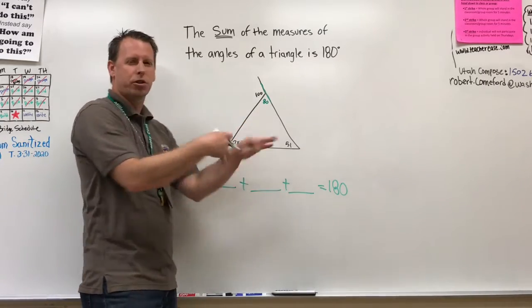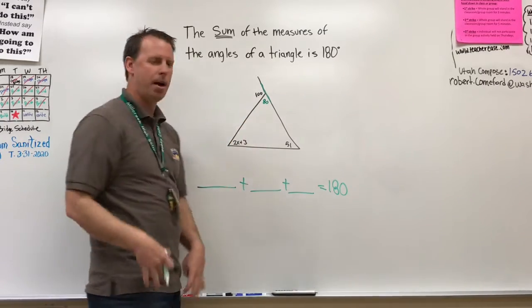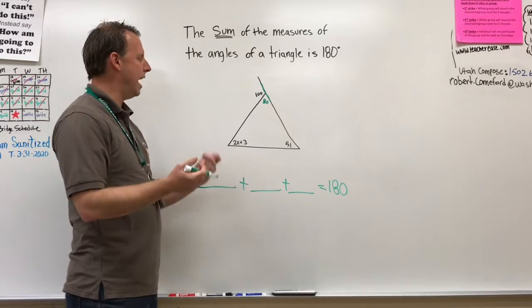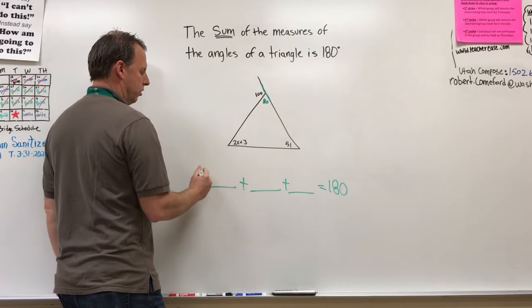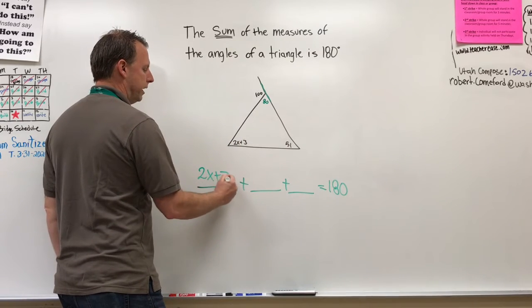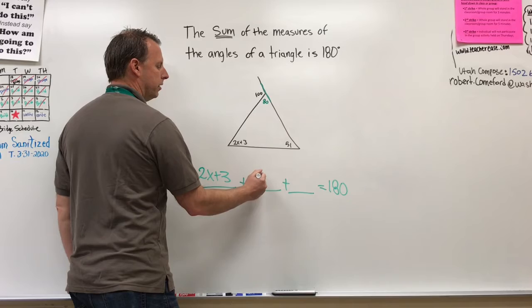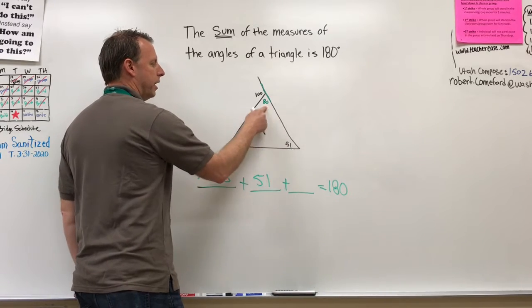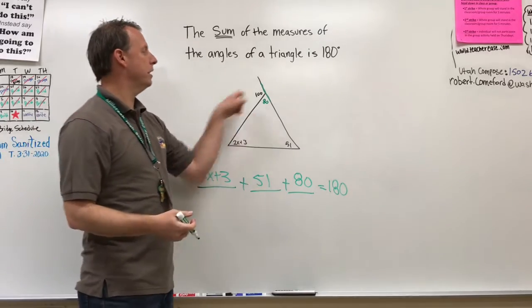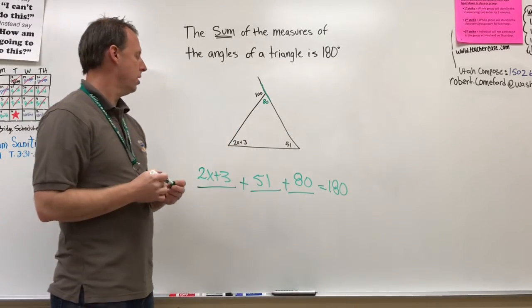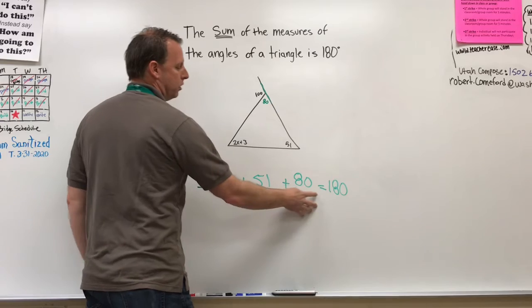You can do a little extra work in your head if you want and simplify that down, but this is your basic equation. We're just going to add everything up and equal 180. So here we go. One angle, 2x plus 3, plus another angle, 51, plus another angle, 80, equals 180. All those things add up to 180. Now I have an equation. I'm just going to solve for x, right? This should be pretty easy.